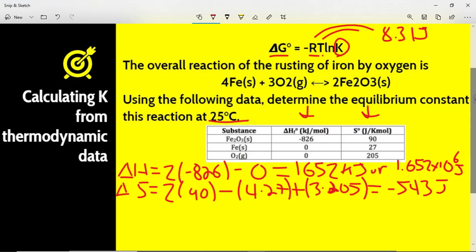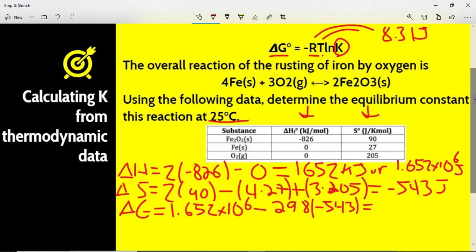So now that I know delta H and delta S, I can plug that into my expression. The delta G equals delta H minus T delta S. So I can just plug those numbers in. So delta G equals 1.652 times 10 to the 6th minus, remember T is in Kelvin, so 298 times negative 543.